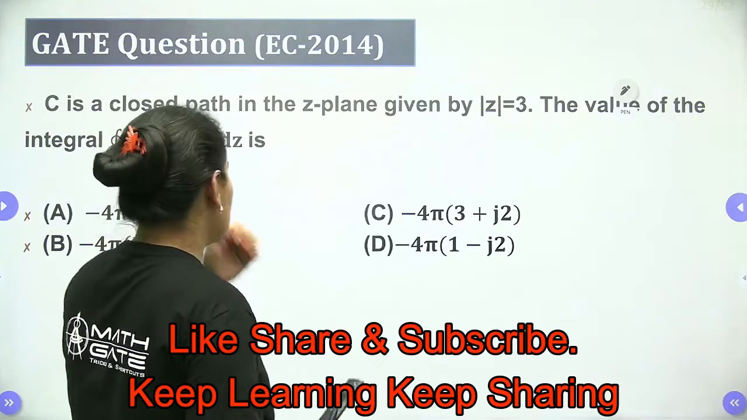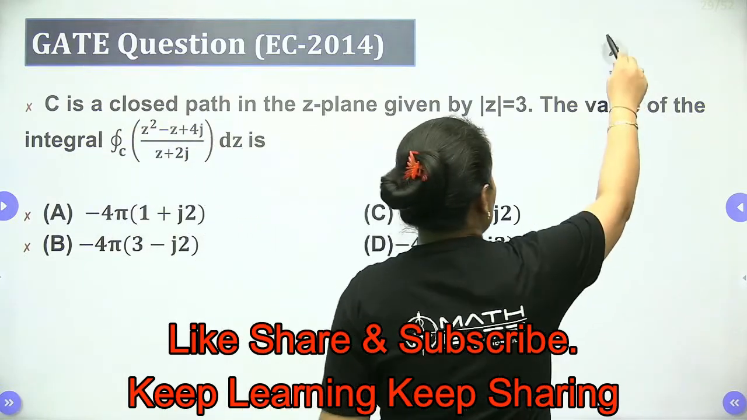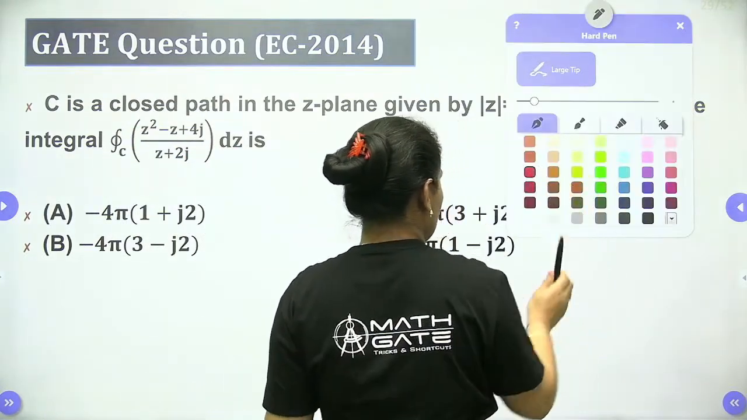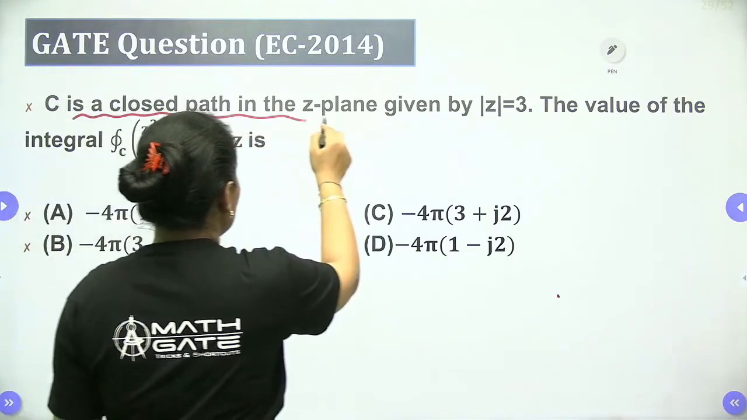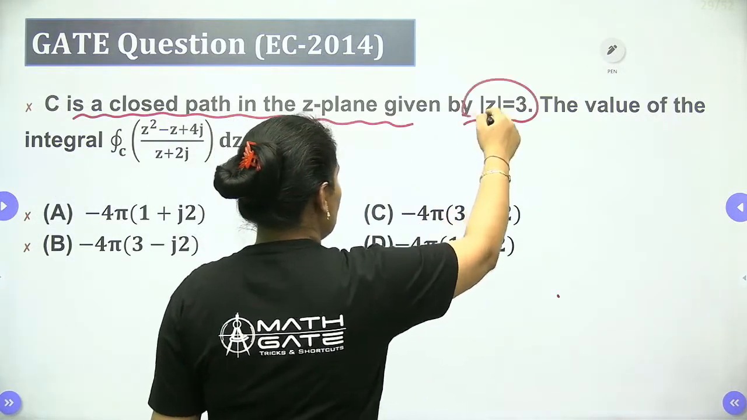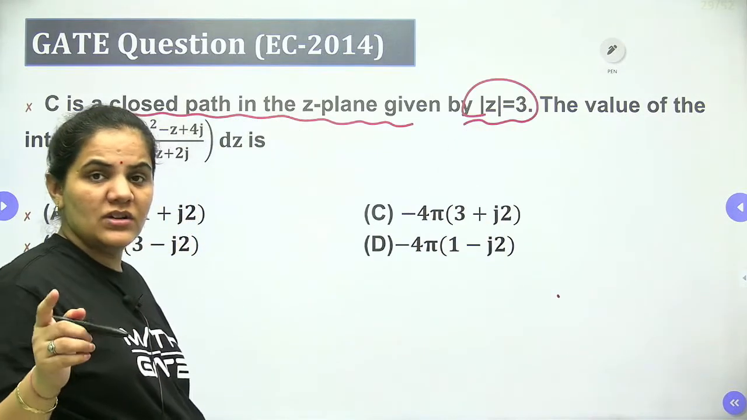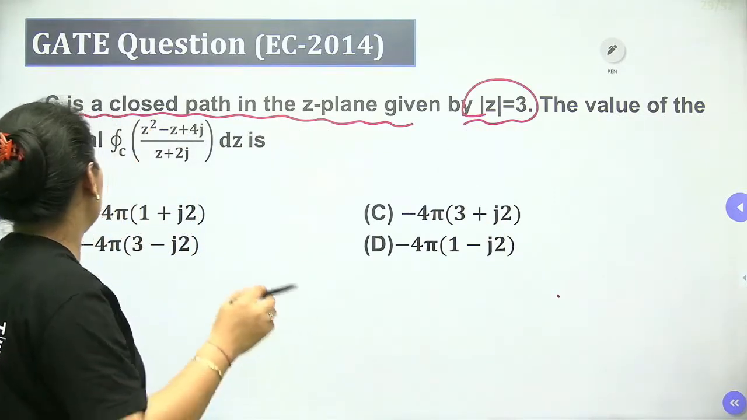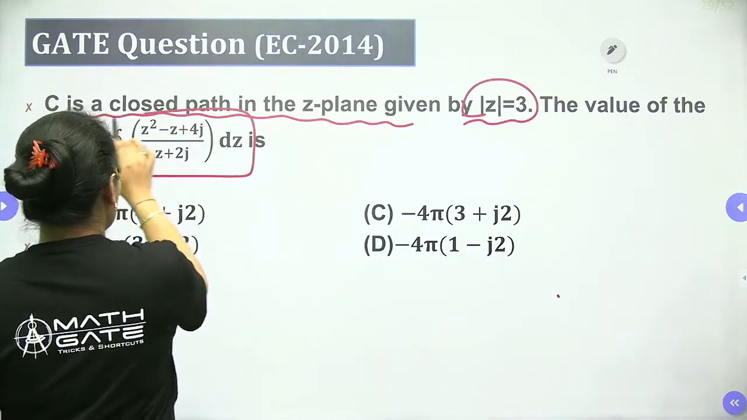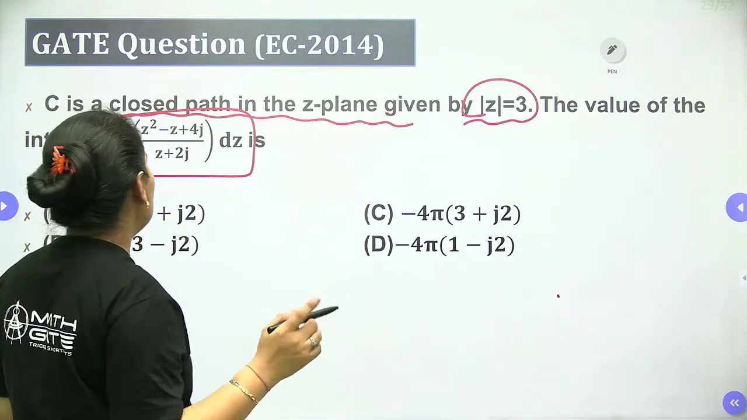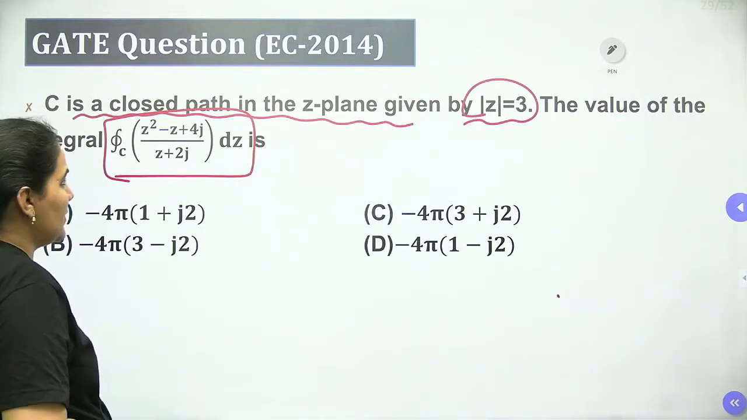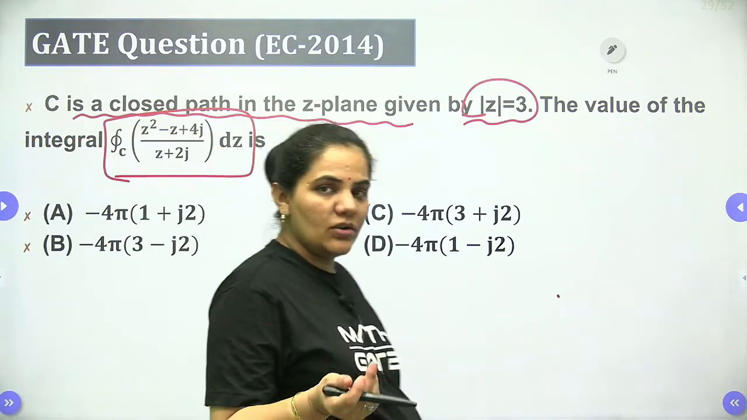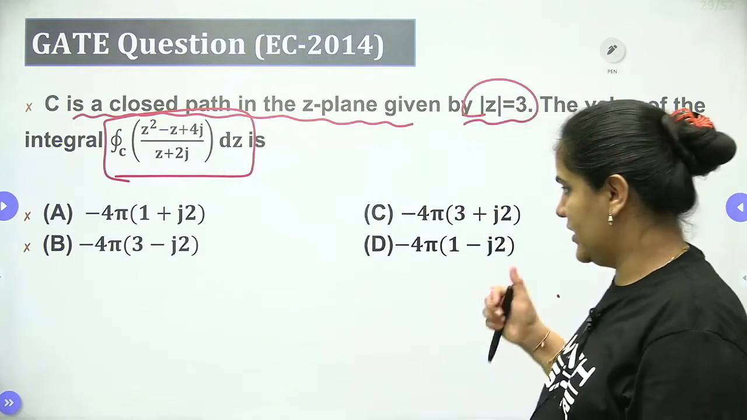Let's approach the question. This question was asked in EC 2014. If C is a closed path in the Z plane given by mod Z equals 3, it means we have the closed curve mod Z equals 3. Then we have to find the value of the closed integral over C of (Z square minus Z plus 4J) divided by (Z plus 2J). Here J denotes iota only, guys, and we have options.